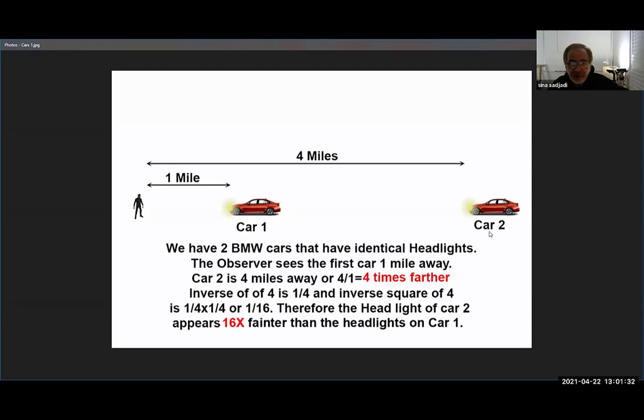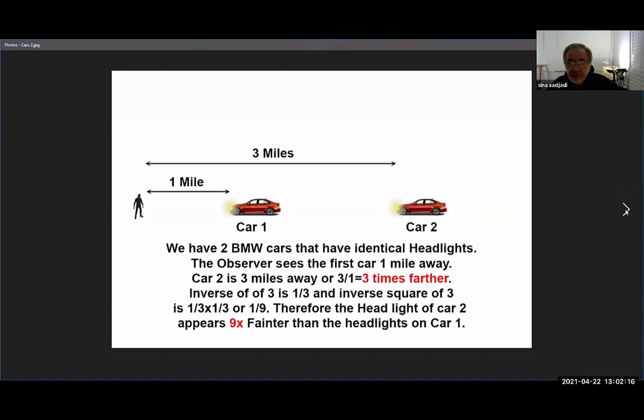So how many times farther is car number 2 than car number 1? Well, car number 1 is 1 mile away. Car number 2 is 4 miles away. So 4 divided by 1, 4 times farther. So if it's 4 times farther, we say inverse square of 4 is 1/4. Inverse square of 4 is 1/4 times 1/4. That's 1/16 the light. So you can say 1/16 the light or 16 times fainter. So this light here is 16 times fainter than this light here.